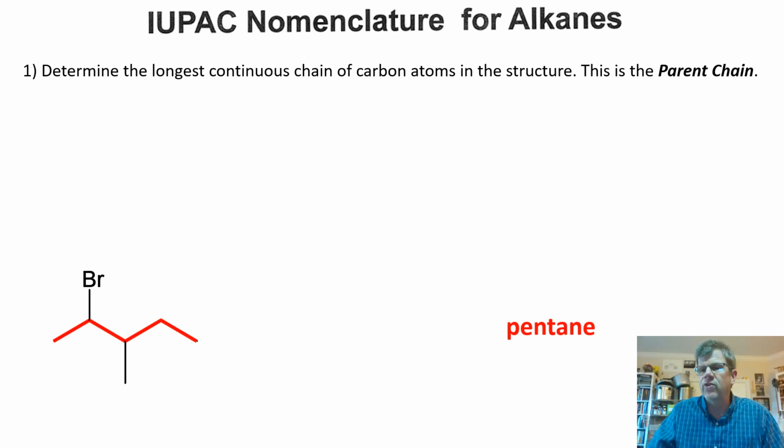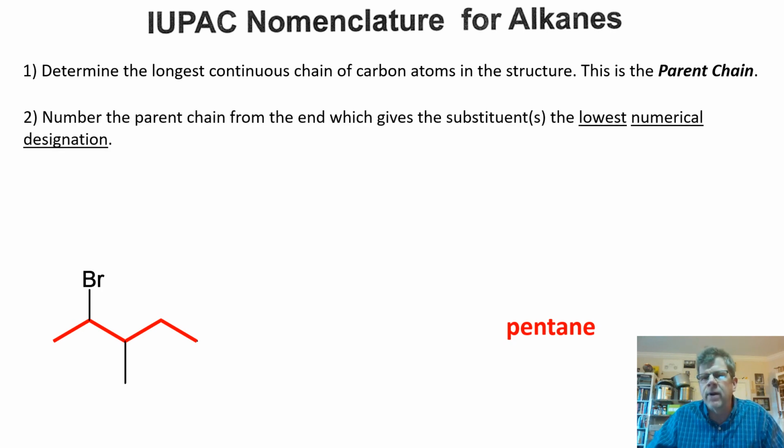Now the parent structure name always goes on the very end. We always name these things from the back to the front, whether we're going from structure to name or name to structure. So we put pentane all at the end. Next, we have to number that parent chain. And we number it, it's either going one way or the other. We could number the parent chain 1, 2, 3, 4, 5 this way, or 1, 2, 3, 4, 5 the other way. Which end do we start on?